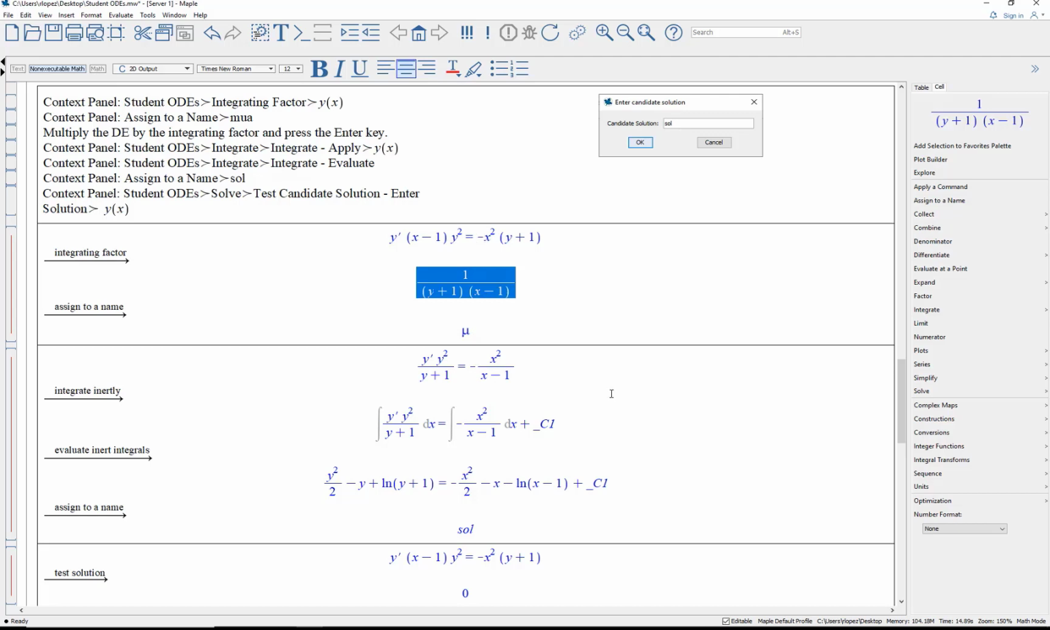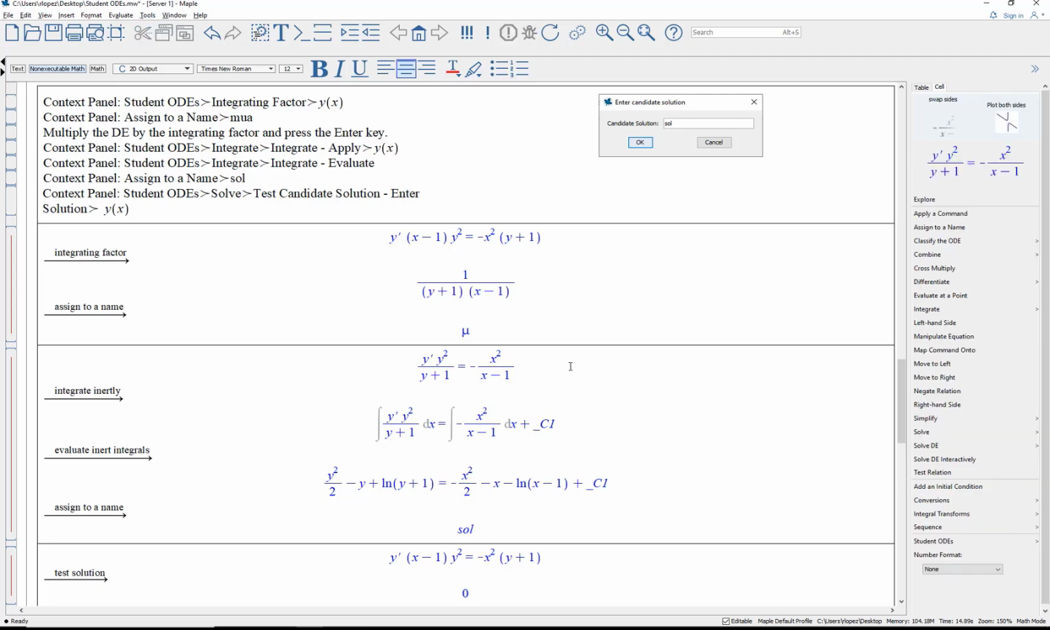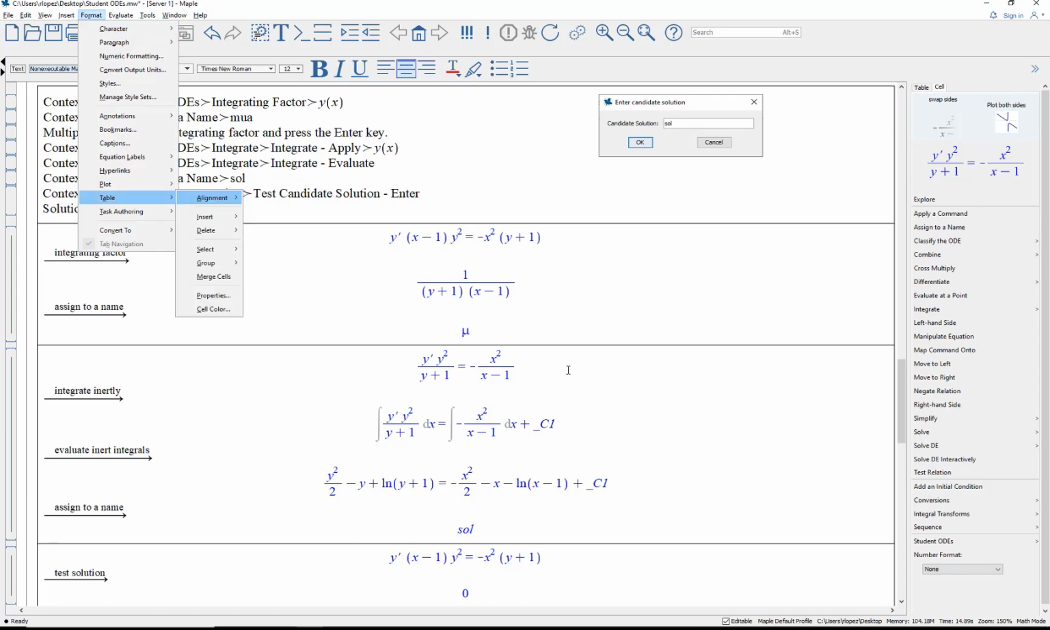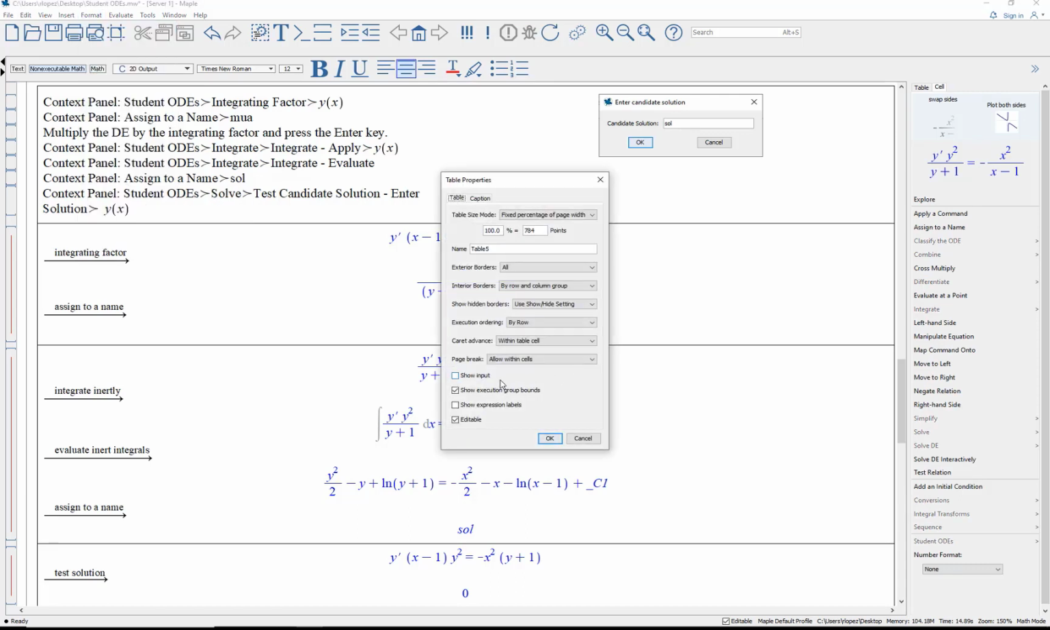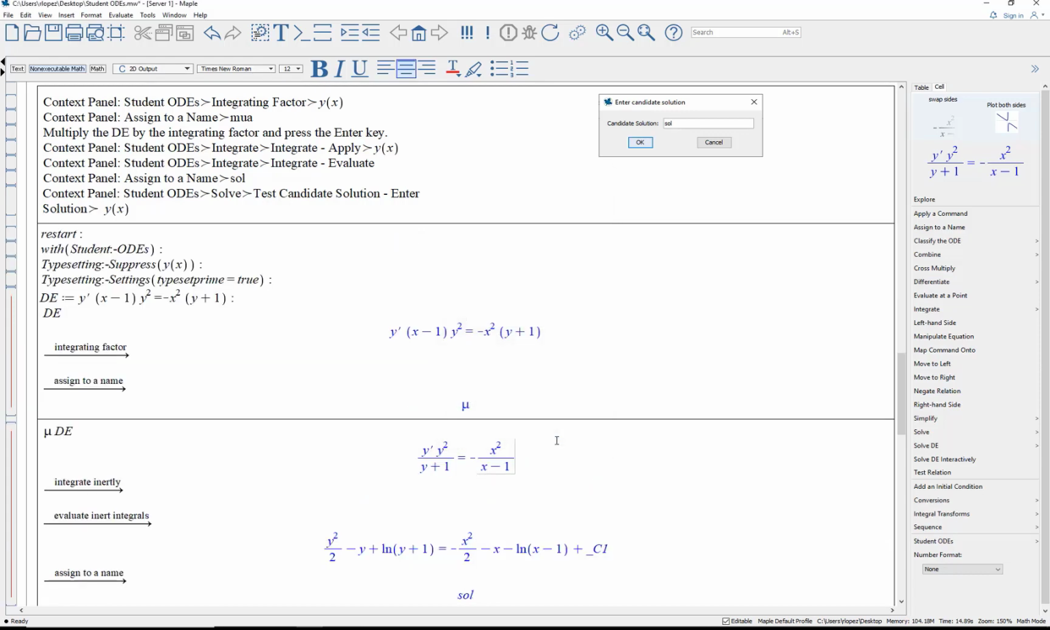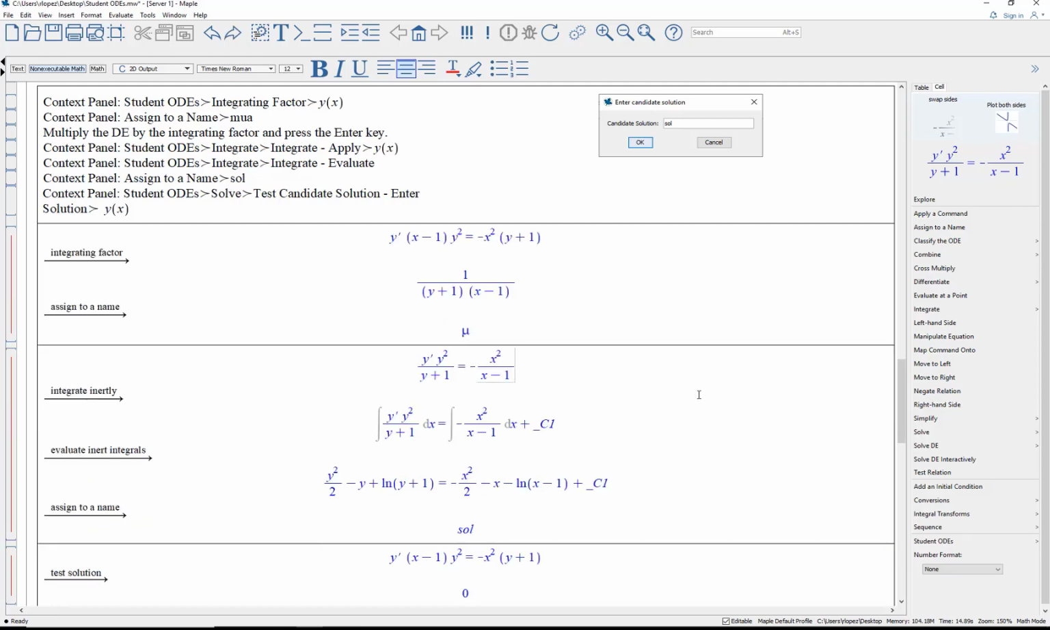Now, this is the product of mu with the differential equation. Any place there was a command, a standard command like that product, it's behind the cell. If you bring up the table properties and show input, you would see what took place behind mu times the differential equation. Okay.